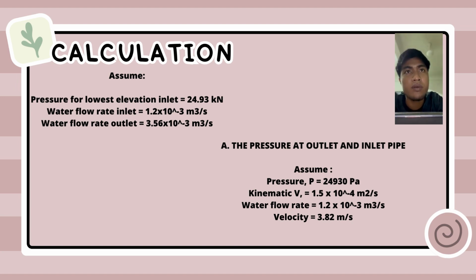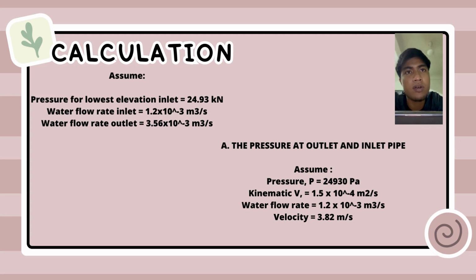Then we calculate the velocity in the pipe, the velocity at the inlet pipe. Q equals area times velocity. We get the velocity is 3.82 meter per second. The velocity at the outlet pipe we get 11.33 meter per second, and then we find the Reynolds number. After we calculate, we get a Reynolds number of 509.33. The Reynolds number is below 2000.